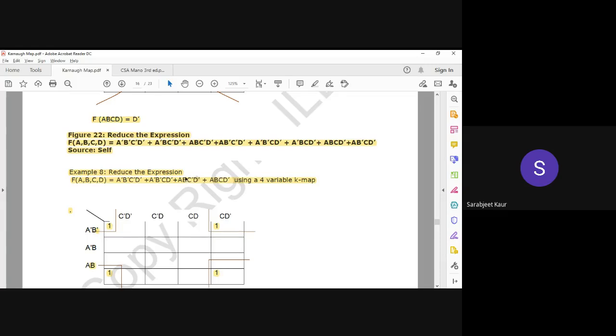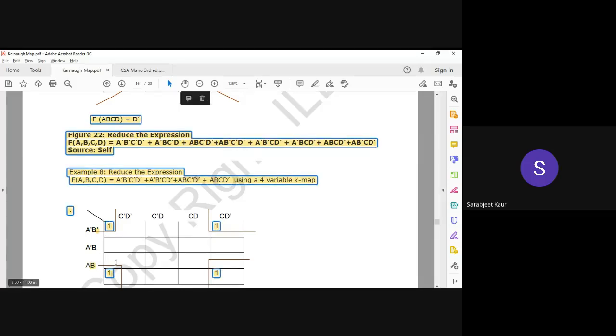Okay, so B dash, right? Here, also A dash is missing, right? And then we obtain these four ones. Yes or no? Yes, ma'am. Now it's correct. This term is correct because A, B, C dash, D dash is okay.